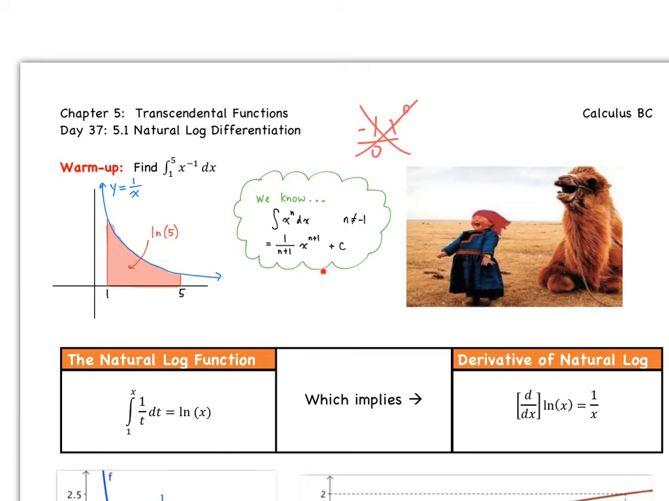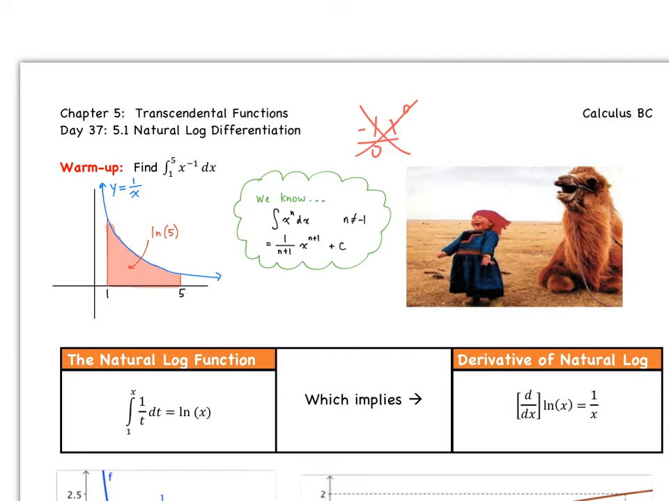So one thing we do know is how to take the integral of x to the n dx when n doesn't equal negative 1, okay? If it doesn't equal negative 1, then we're in the clear. We can integrate it just as we've always been doing. But when n equals negative 1, that leads us to this natural log function.